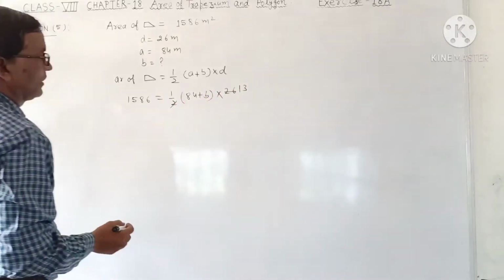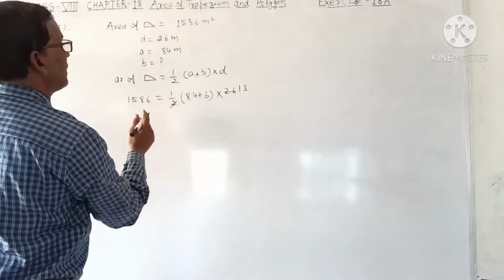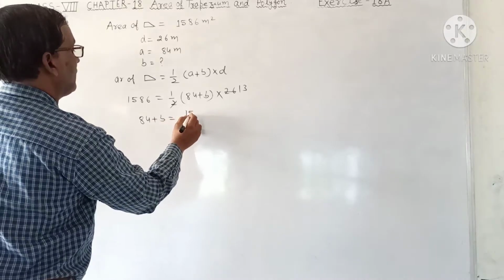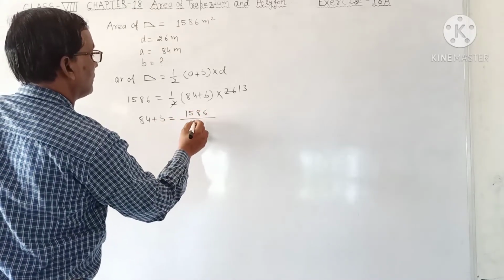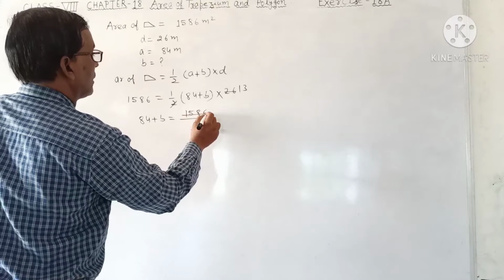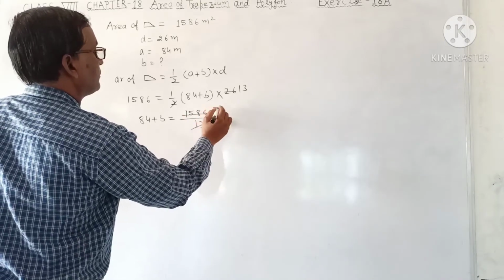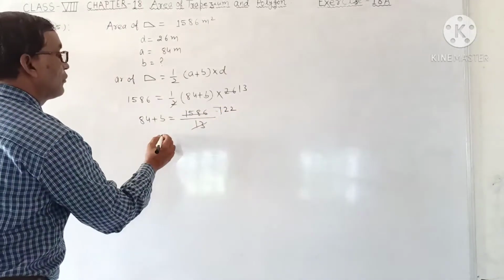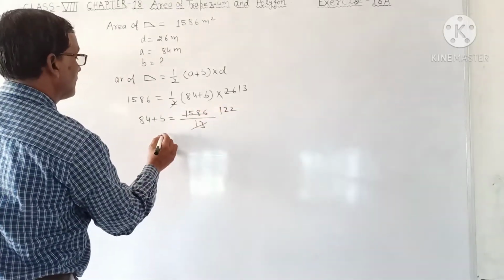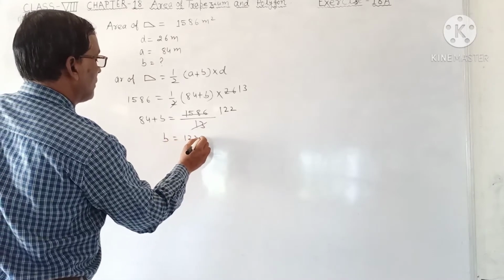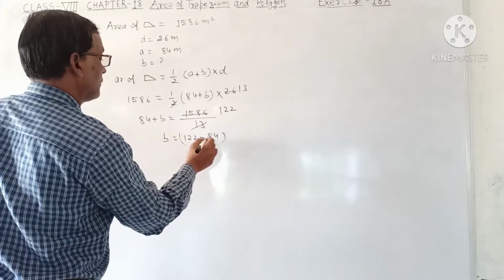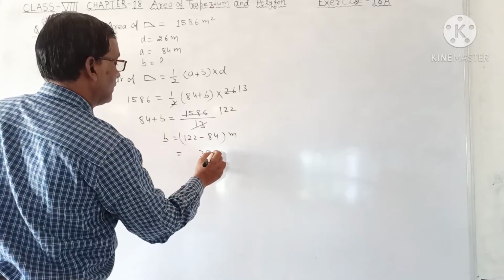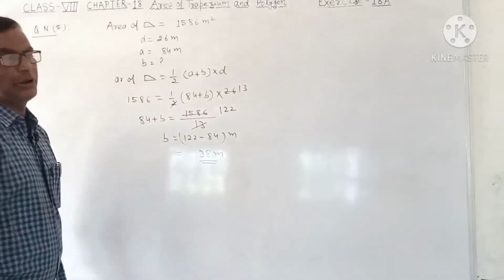13 से डिवाइड कर देंगे. 84 प्लस b इक्वल टू 1586 अपॉन 13. 13 1 जा 13, 13 2 जा 26 and 13 2 जा 26. Therefore b equal to 122 minus 84 meter, which is 38. So other side is 38 meter.